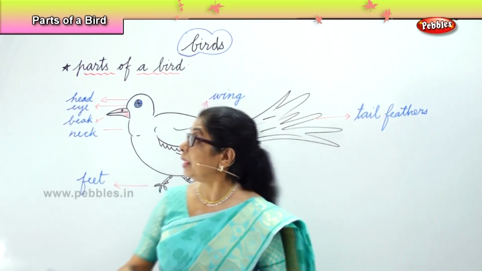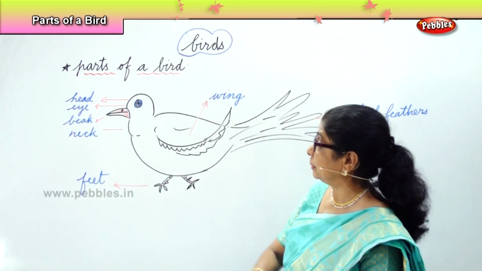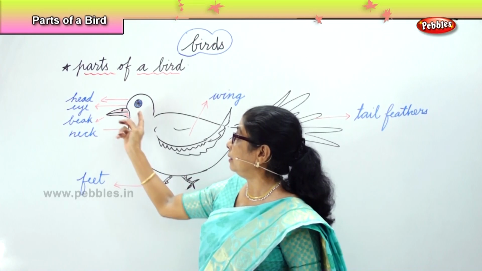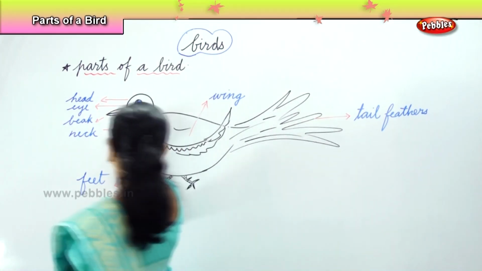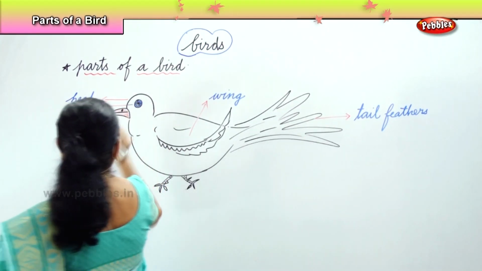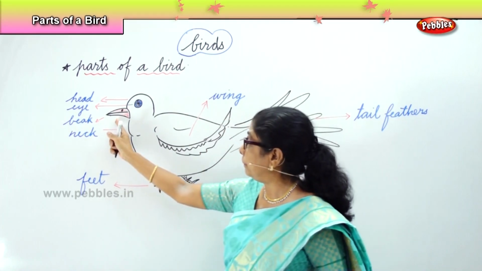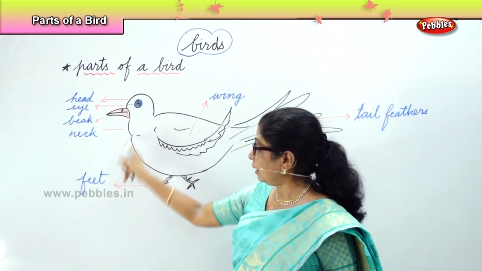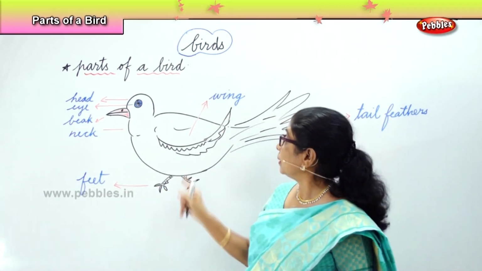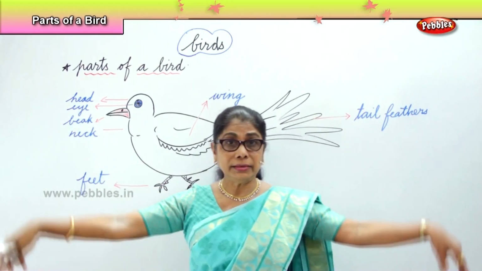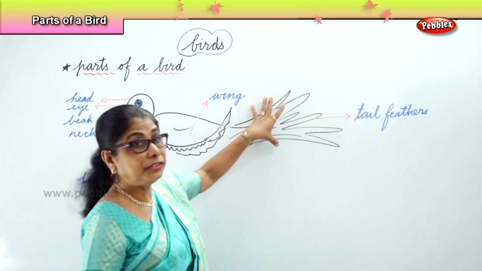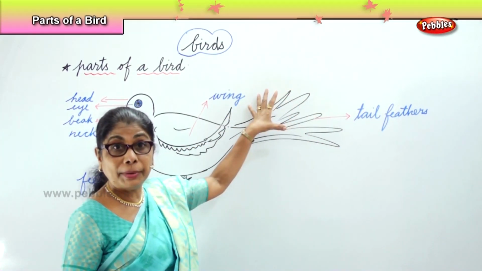Okay, now, parts of a bird. First you have the head, then you have the eye that starts from here, then you have the beak, the neck, the feet, the wing, the feathers, and finally the tail feathers that help the bird to fly.